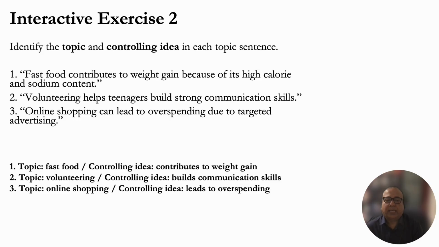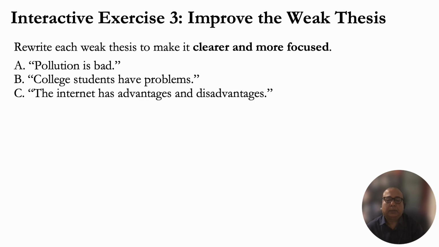Okay, so fast food is the topic, right, in the first sentence. And what's the controlling idea? That it contributes to weight gain. The more fast food a person eats, the more weight they put on. Okay? Number 2 and number 3, I've shown you the topics and the controlling ideas. All right. So far, so good? Okay. Now, remember, as with anything in life, practice makes perfect.